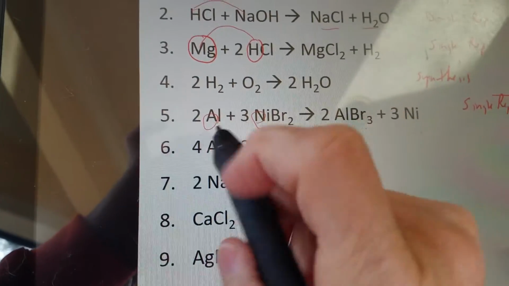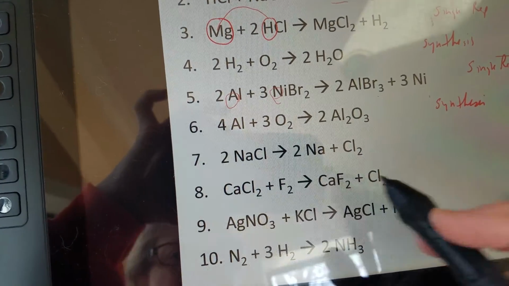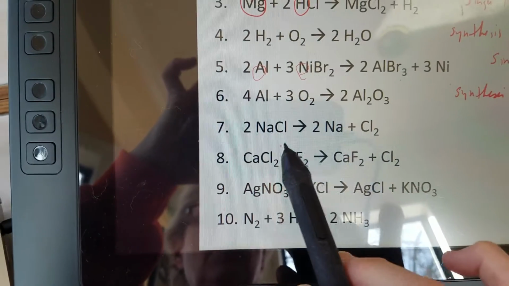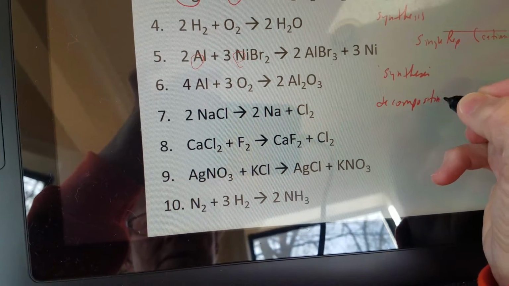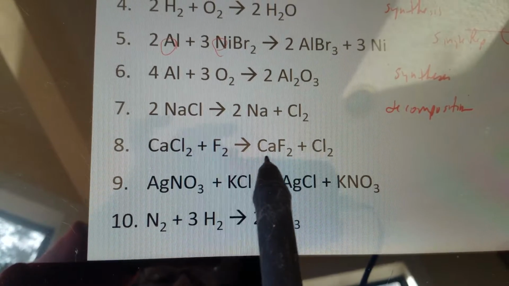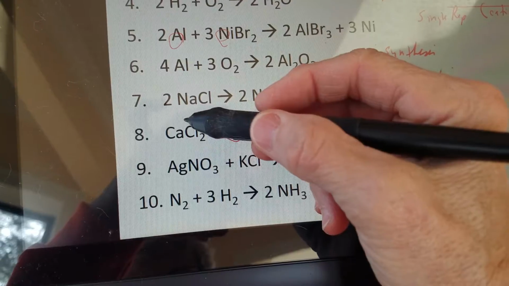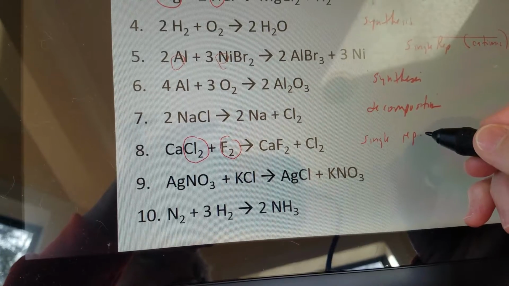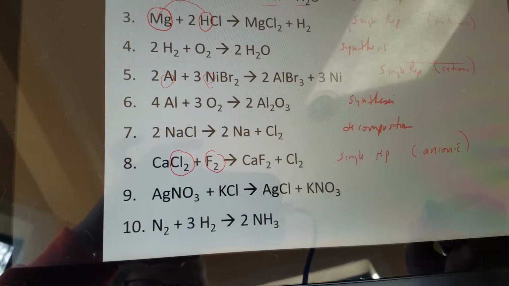Number 6, we have 2 simple substances making a complex one, so that will be a synthesis reaction. Number 7, we have a compound making 2 simpler, so that would be a decomposition. On this one, we have a compound and a diatomic molecule making a new compound and a new diatomic molecule. So I want to look at this. This is a nonmetal. It's changing places with the nonmetal here. Again, it's single replacement, but it's going to be anionic because my fluorine and my chlorines are negative ions.